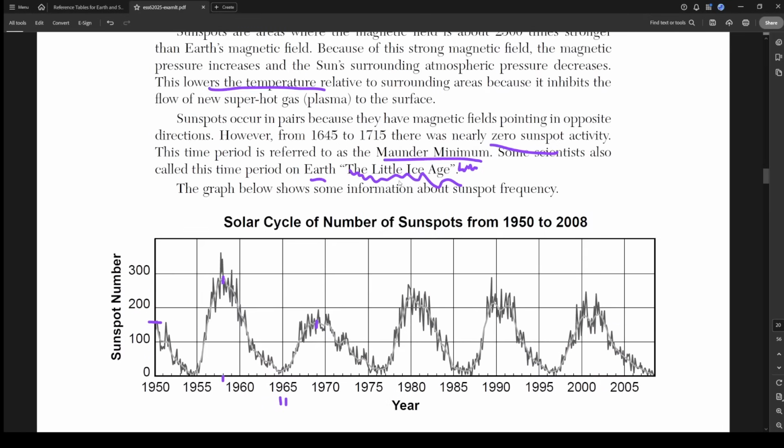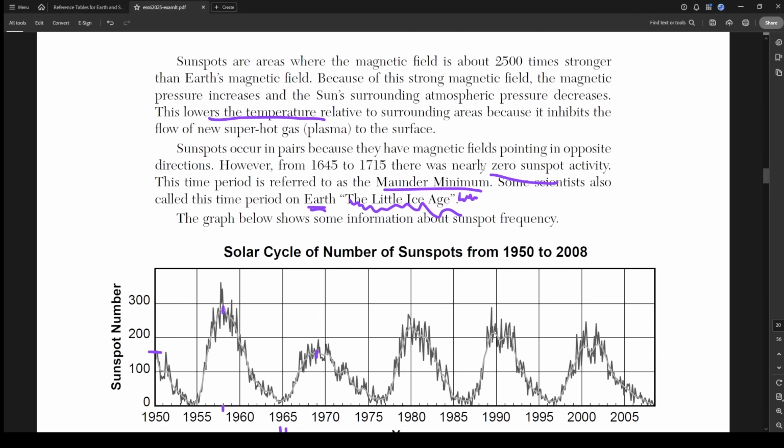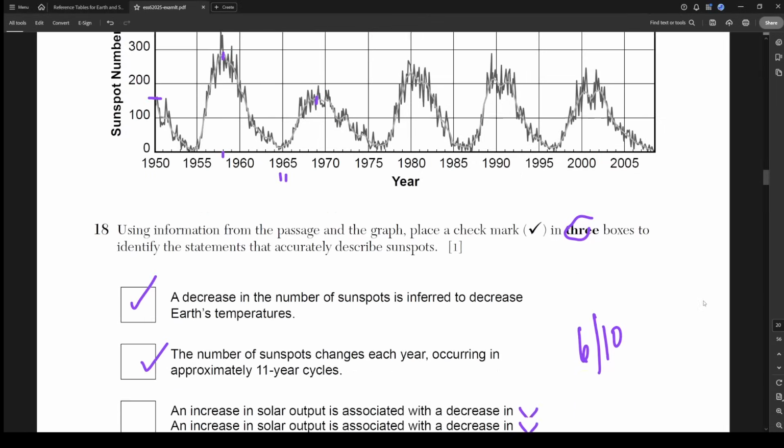Maybe if they explained a little more what the Little Ice Age actually was on Earth, it would be better for students. You know, they might not associate that. Maybe they would. I'm not sure.